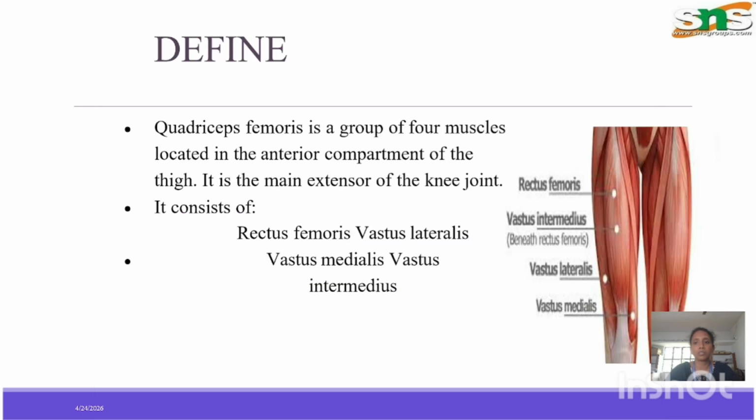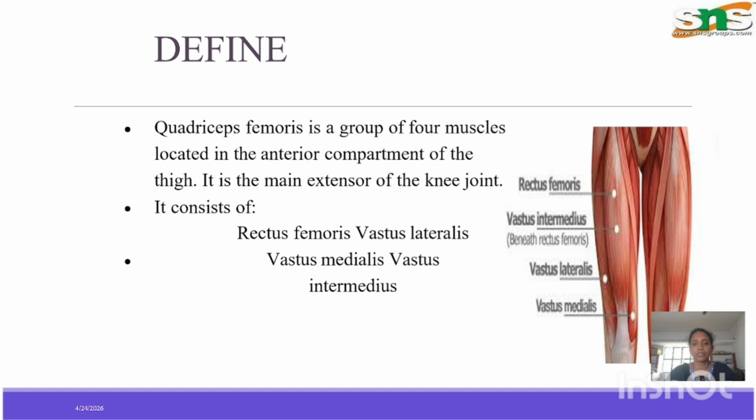To define the anterior compartment of the thigh muscles, what are the structures present over the anterior compartment of the thigh? It is the quadriceps femoris muscle. So the group of four muscles together called quadriceps femoris is located in the anterior compartment of thigh. It is the main extensor of the knee joint. So the muscle which is related to the knee joint acts as the chief extensor of the knee joint.